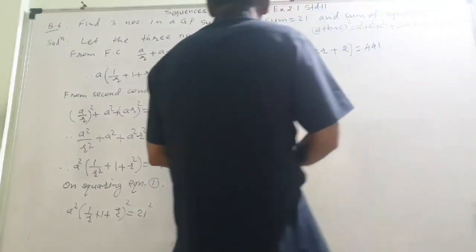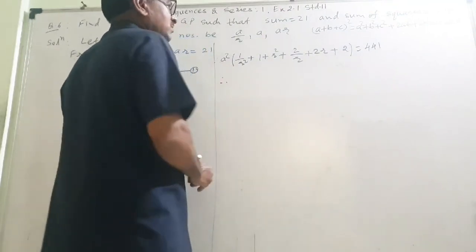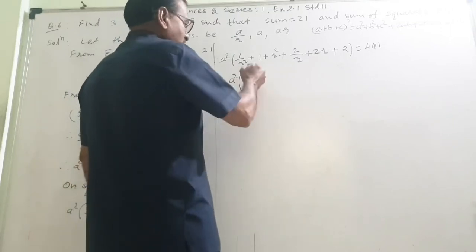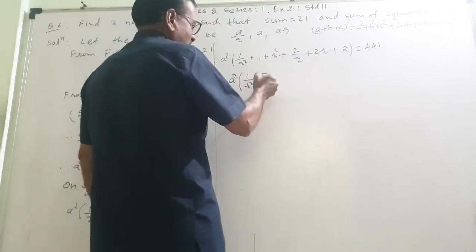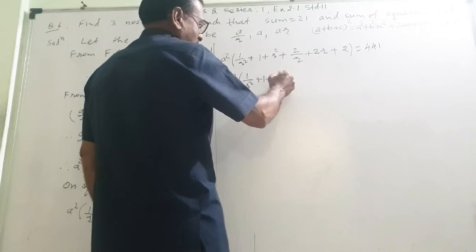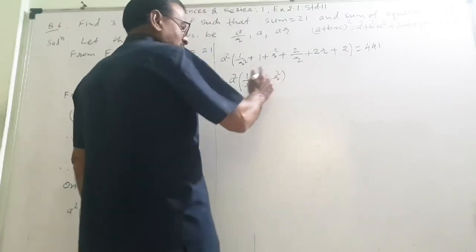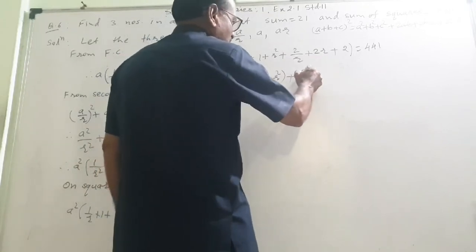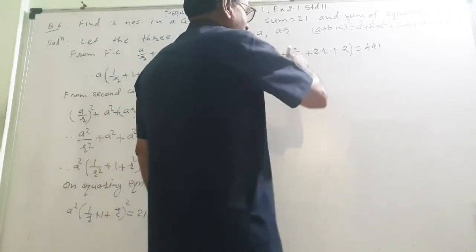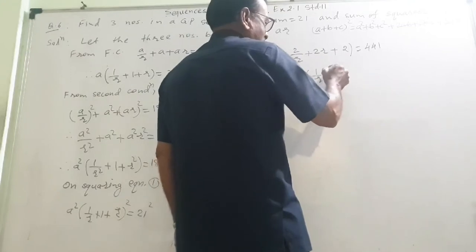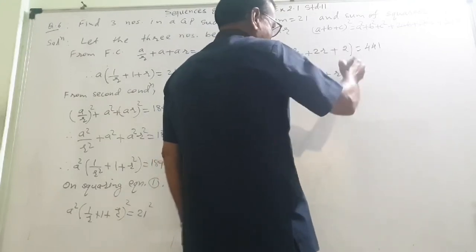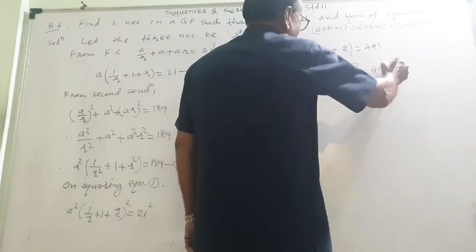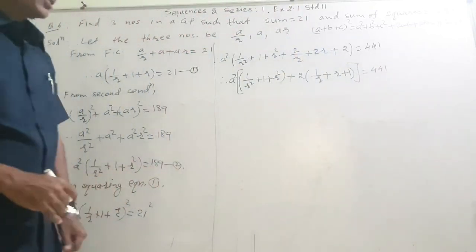This one. Therefore, A square into this much part, 1 upon R square plus 1 plus R square. This much part. See this. Plus 2 is common over here. 2 into bracket. Here it will be 1 upon R plus R and plus 1 is equal to 441. Hope that you have understood this.